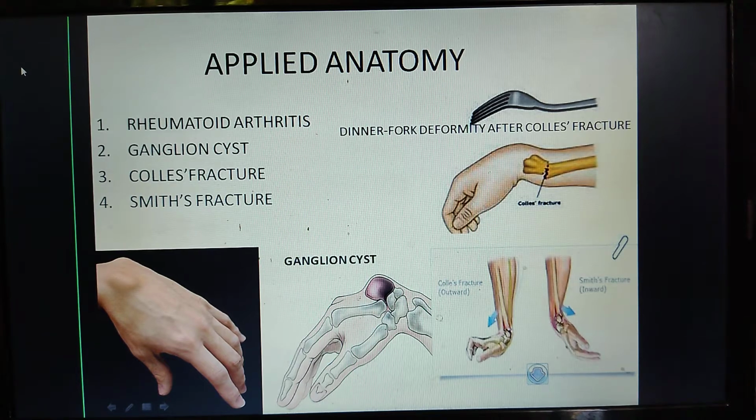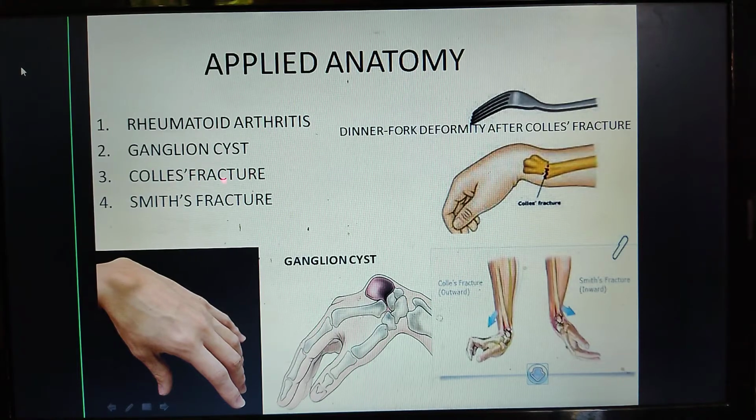Okay, ganglion cysts are usually small. They rarely extend beyond an inch, and they are usually painless. They cause pain when they press on an adjacent nerve, and they may have to be surgically removed, or they may simply disappear with time.